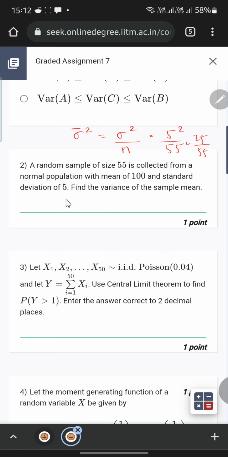Let me calculate it. We get 0.45. Actually, this would continue as 0.4545, so I would recommend writing it as 0.45 only.